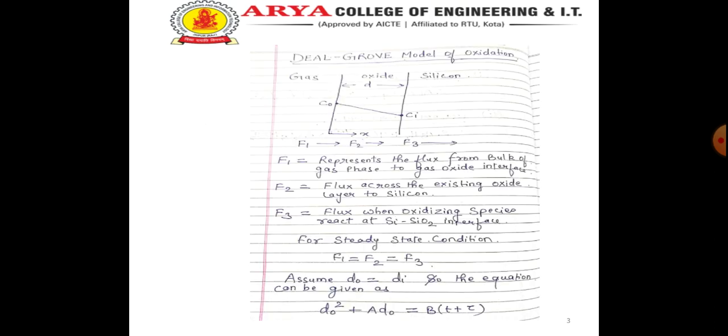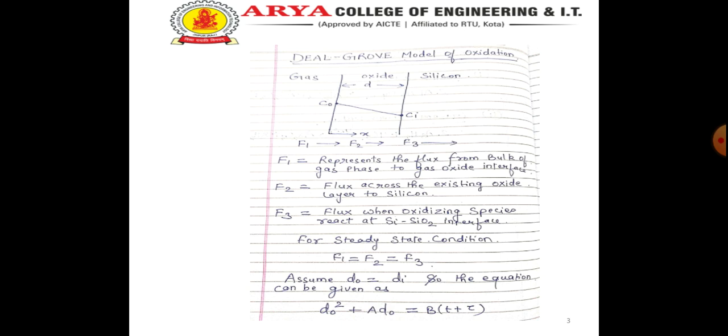Now we have the Deal-Grove model of oxidation. It is based on the interfaces of gas, oxide, and silicon. The depth of oxide is d, and F1, F2, and F3 are the fluxes. F1 represents the flux from the bulk of the gas phase to the gas-oxide interface. F2 is the flux across the existing oxide layer to silicon. F3 is the flux when oxidizing species react at the Si-SiO2 interface.